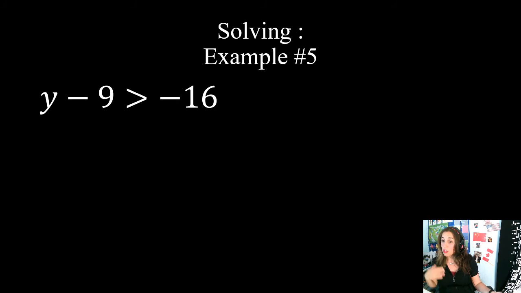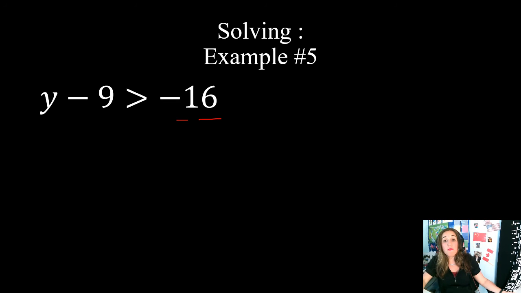Only instead of our relationship being that of equality, we now have the left side. The relationship is that the left side has to be bigger than the right side, okay? So we're going to deal with this in the exact same way, only instead of using an equal sign, we're just using a greater than sign. So let's just read this inequality first. y minus 9 is greater than -16, okay? That's how you would read this.